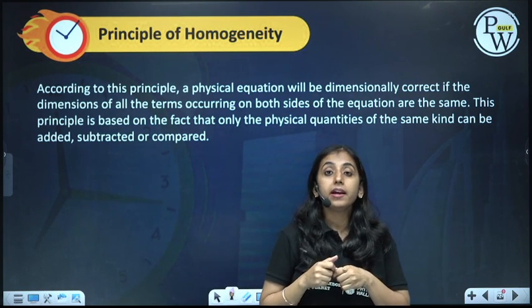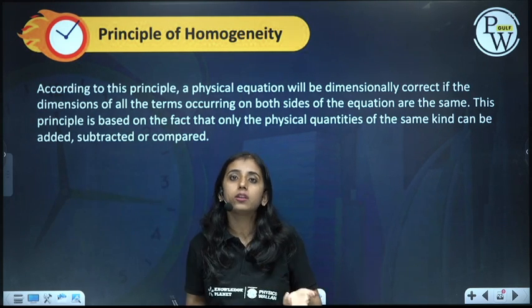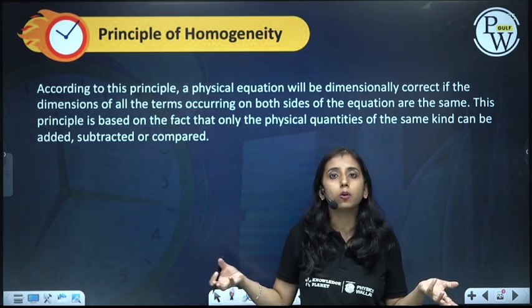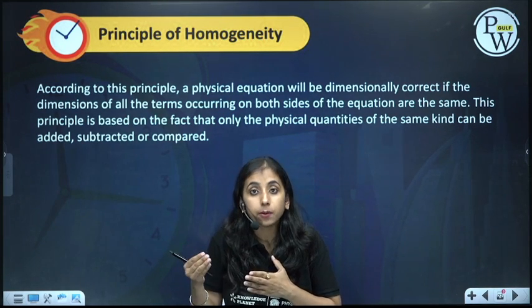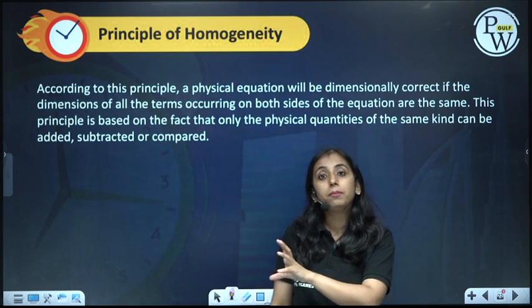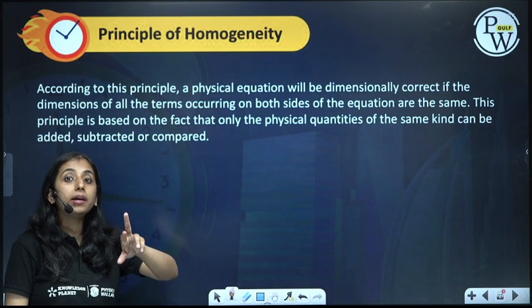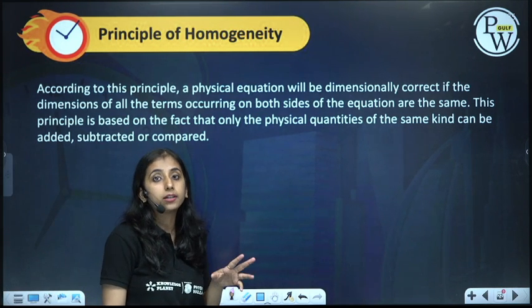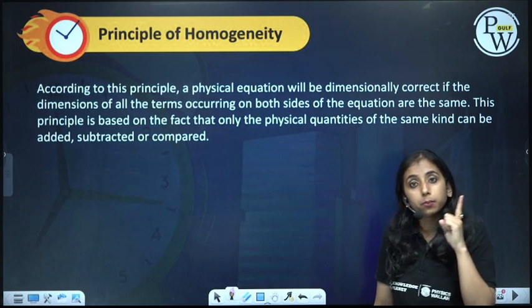But can we add a 2-meter cloth and a 3-meter cloth? Yes, we will get 5 meters of cloth. So length can only be added with length. Mass can only be added with mass. Time can only be added with time. Only similar quantities can be added or subtracted.